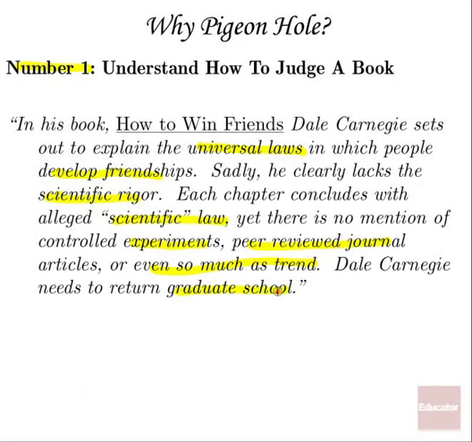Now, think back to How to Win Friends and Influence People. This is a practical book. This is a book that teaches you how to do something. So, is this book concerned about universal laws? No, it's not. So, this person has mispigeonholed the book, and he doesn't understand what it's all about, and so he can't judge it very well. Let's continue on.